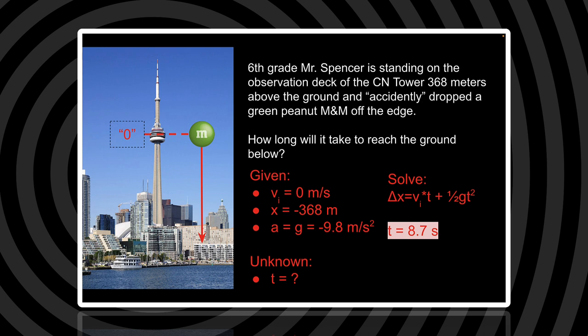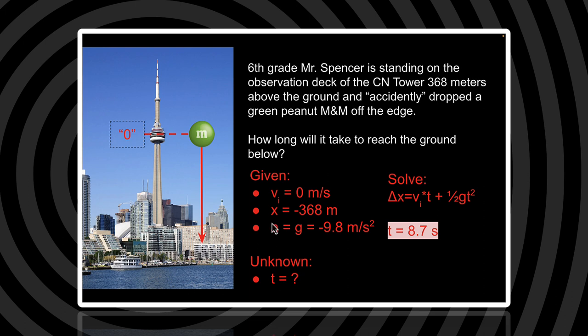Now, here's a little trick. Remember how we talked about the observation deck being zero? Well, when it comes to displacement, starting here and going down, our displacement is going to be negative. So if I'm 368 meters above the ground, that means the ground is negative 368 meters below me. If I'm holding it, I have an initial velocity of 0 meters per second, the displacement is negative 368 meters, we're pretending that there's no air resistance, and our acceleration due to gravity is negative 9.8 meters per second squared. We're trying to find time.